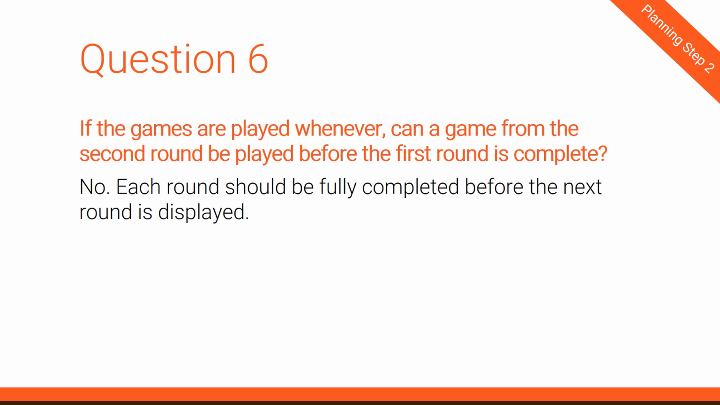Question number 6, but if the games are played whenever, can a game from the second round be played before the first round is complete? Nope. Each round should be fully completed before the next round is displayed. If there are 4 games in the first round, if the first 2 games are played and done, that will determine the next round's one of their games. But those 2 teams can't play each other until after the other 2 games are played in the current round.